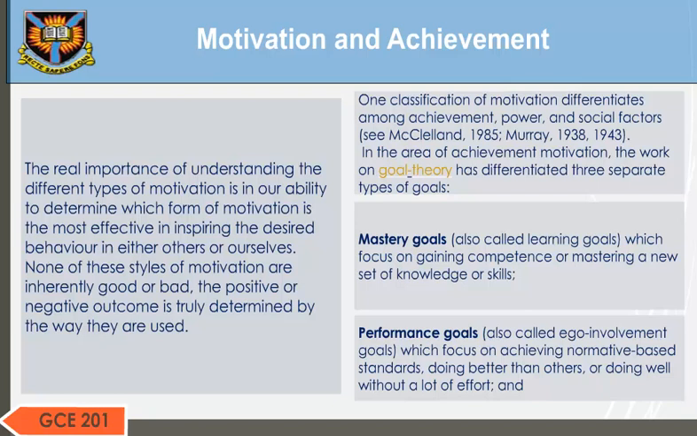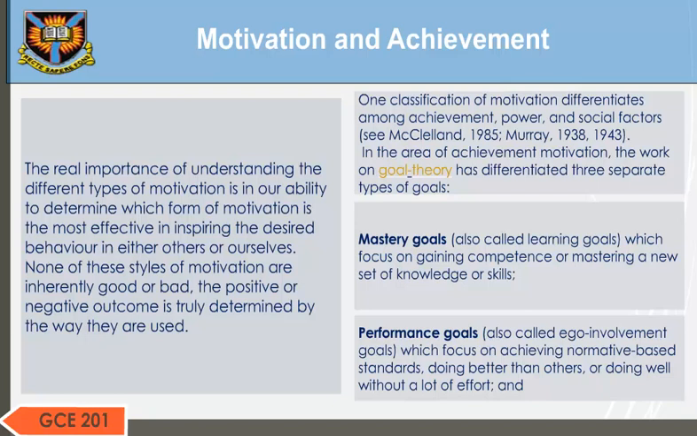One classification of motivation differentiates among achievement, power, and social factors. In the area of achievement motivation, the work on goal theory has differentiated three separate types of goals. Mastery goals, also called learning goals, which focus on gaining competence or mastering a new set of knowledge or skills.